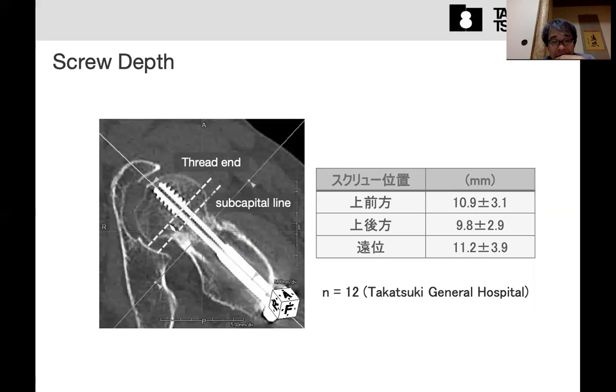Okay, so this is another new device. On average, the distance from the subcapital line to the thread end in the upper one is around 10 millimeters, the upper posterior is again around 10 millimeters, and this third one is around 11 millimeters. So it acts very, very well.